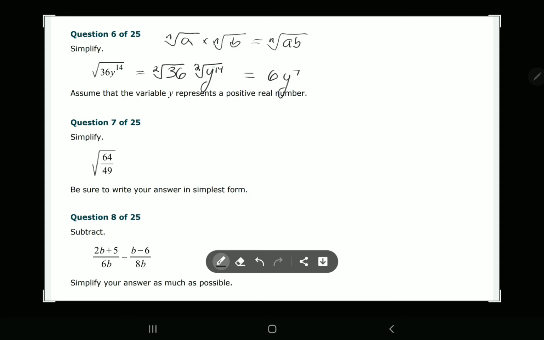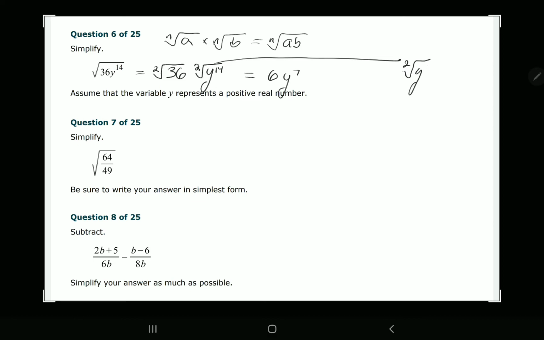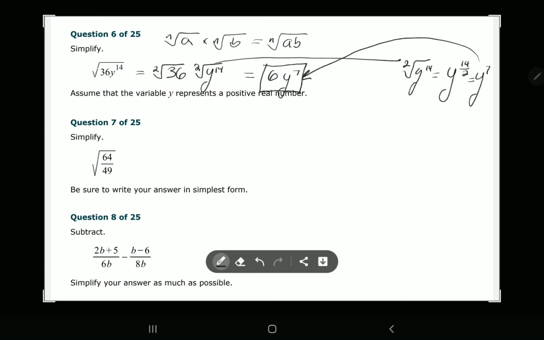Once again, take our radical, which is the square root of y to the 14th. Write that as a rational exponent, y to the 14 divided by 2. But if you look here, 14 divided by 2 is 7, y to the 7th power. And that's the same thing as what we have right here. So this is the answer to our question, 6y to the 7th power.